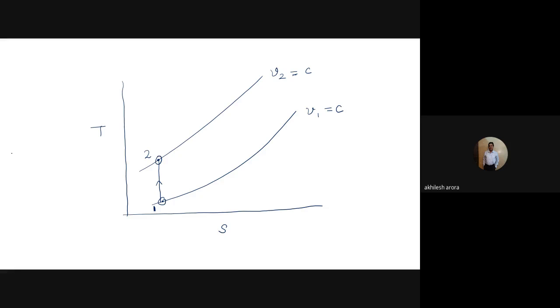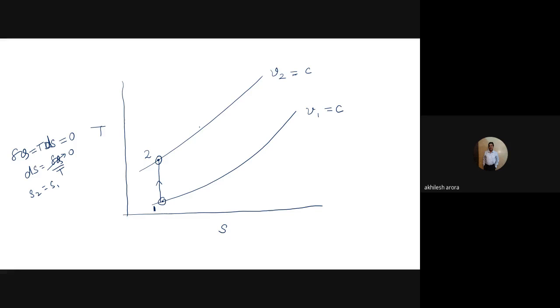I can always write that delta Q is equal to TdS, and during this process this value will be equal to 0, or I will say that dS is equal to delta Q divided by T. Since delta Q is equal to 0, the change in entropy will be equal to 0, or I can say S2 is equal to S1. So that is why it is a vertical line on the TS diagram.